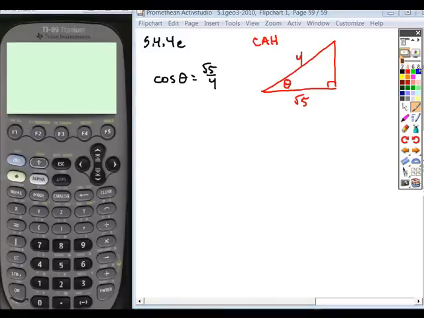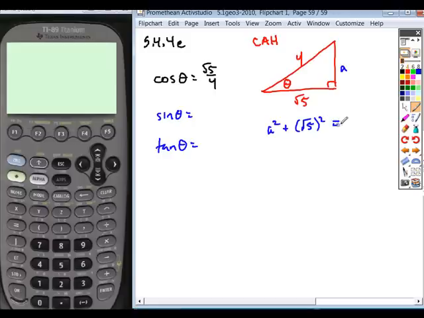And so if we needed to find the other two trig ratios, the sine and the tangent, it requires us to find what this missing leg is. Well, the missing leg can be found by using the Pythagorean theorem. So if we look at the relationship, let's call it a squared plus the other leg, root 5 squared, is equal to the hypotenuse 4 squared. And then we simplify what we have.